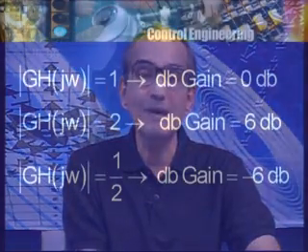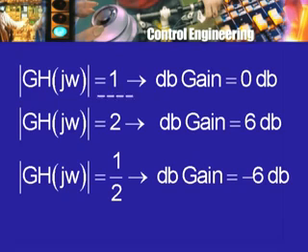We can very quickly look at some numbers. For example, if the modulus is 1, then what is the dB gain? Log of this is 0, so the dB gain is 0. Now do not think of this as there being no gain in the sense that the output amplitude is 0. In fact, contrary to it, the output amplitude is equal to the input amplitude.